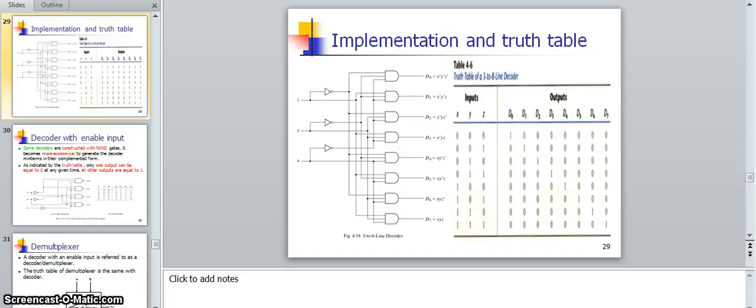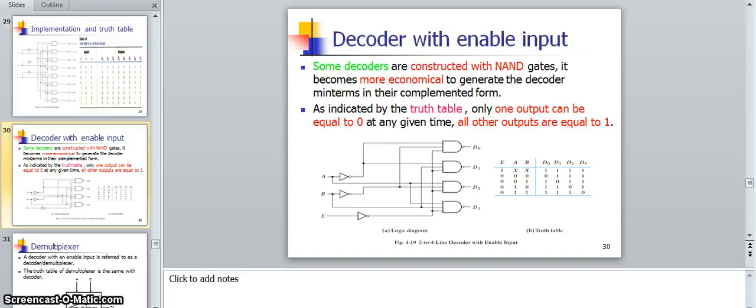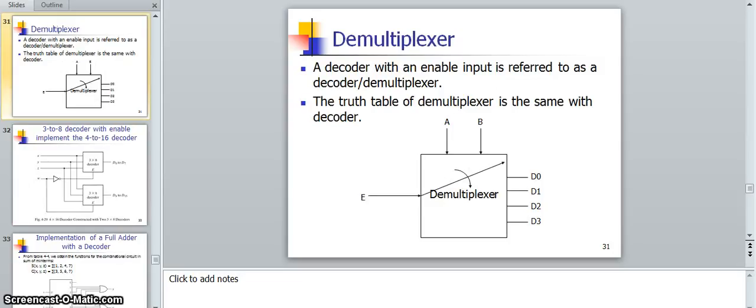For input 111, we get the output 1 in D7. And then we draw the logic diagram with the enable input for the decoder. Here the enable input may be 0 or 1. Then another example of a combinational circuit is the demultiplexer. It is also called a data distributor.